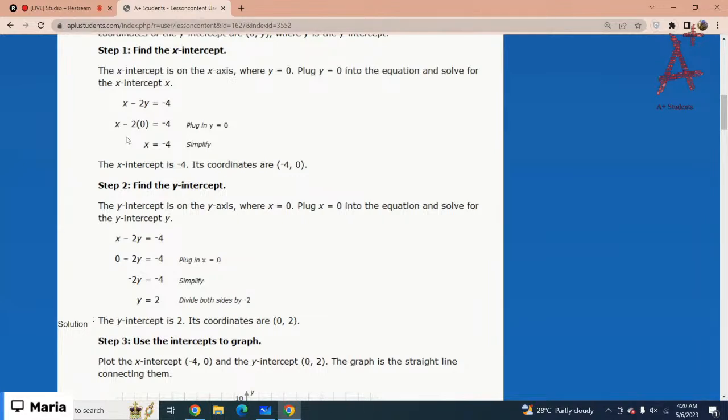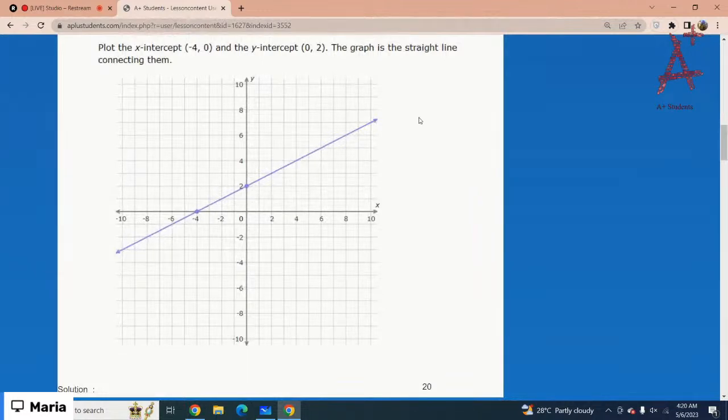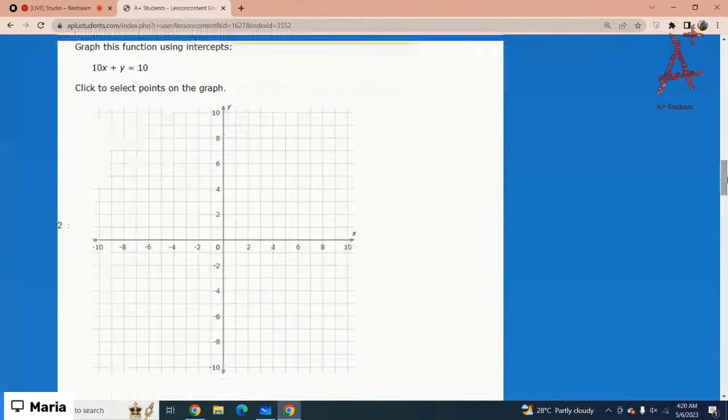So you have the x-intercept and y-intercept. Just plot the x-intercept and y-intercept on the graph. Here is the x-intercept, and here is the y-intercept. So just connect them and make a line. That's how you can graph the equations by using intercepts. Got it?